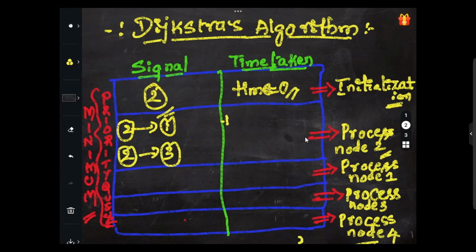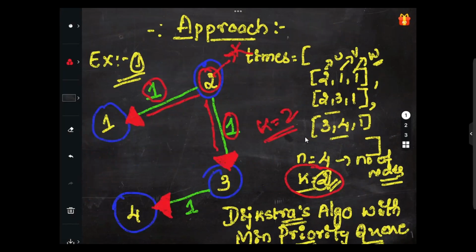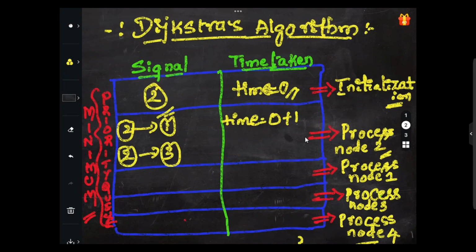So the time for this one will be the initial time 0 plus 1. Why? Because we have 1 mentioned here as the time. For node 2 to 3 also it is 1 itself, right? So the time will be 0 plus 1 and 0 plus 1, which will be equal to 1 for both, right? So this is when we process node 2 to 1 and node 2 to node 3.